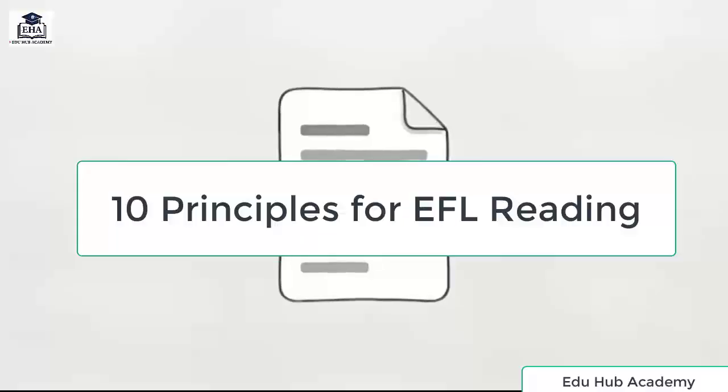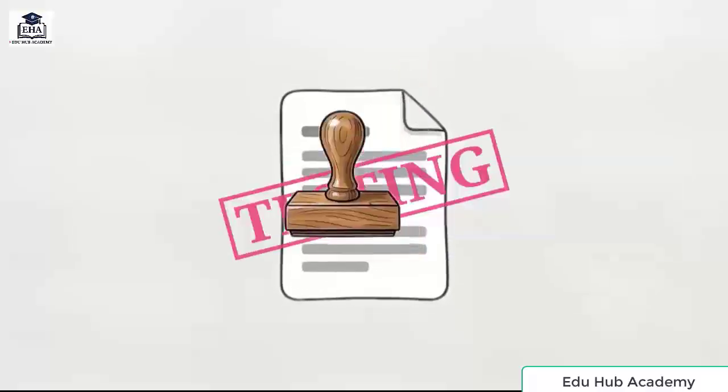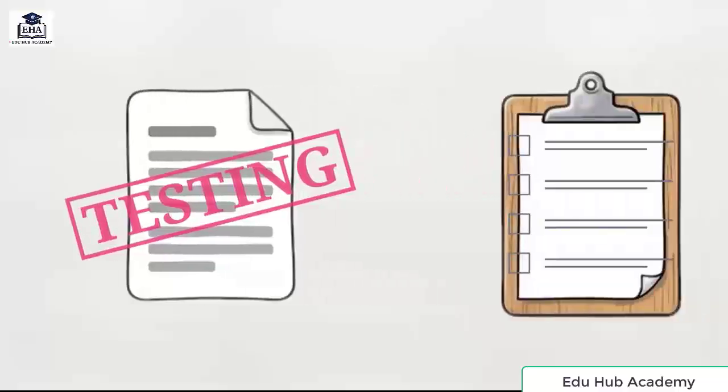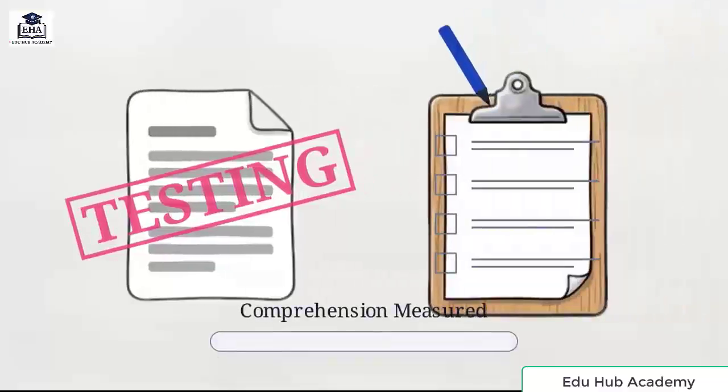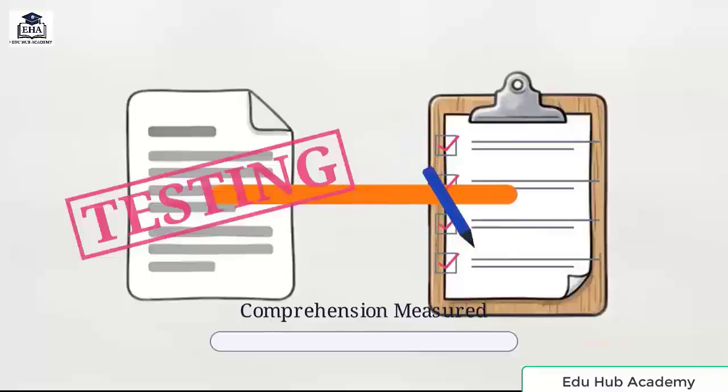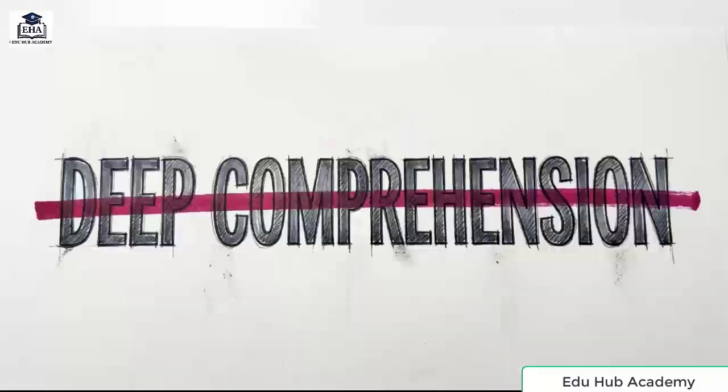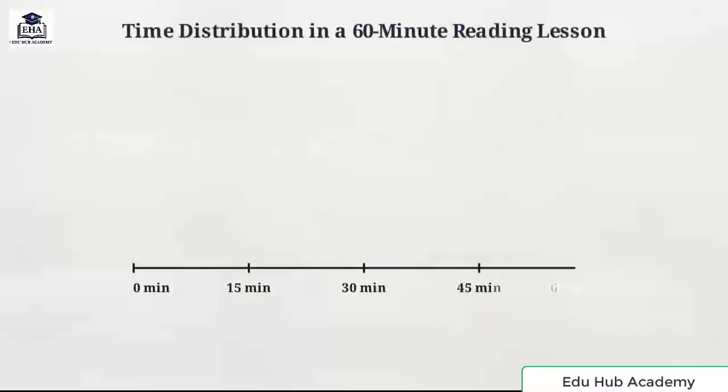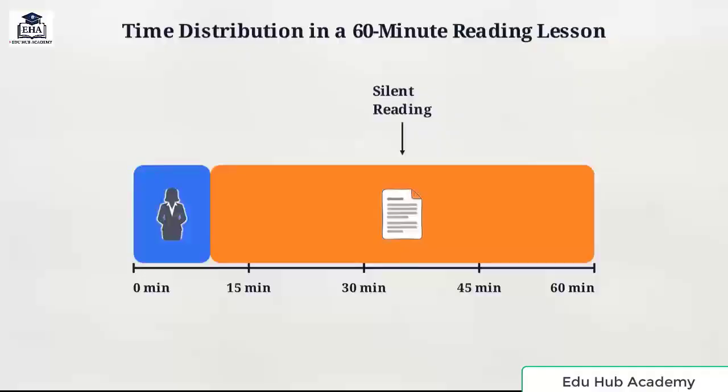Standard EFL reading lessons often bypass the instruction of cognitive skills by defaulting immediately to testing. The common routine of assigning a text and following it with a checklist of questions measures what a student understood, but it does not teach them how to understand. This timeline shows the typical distribution of a 60-minute lesson.